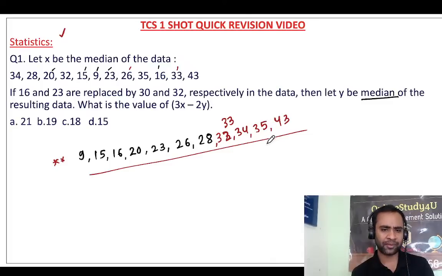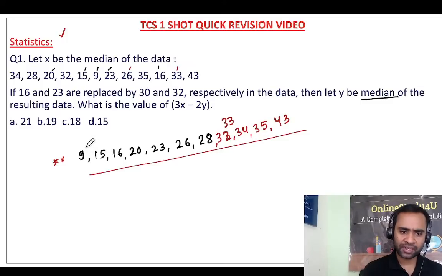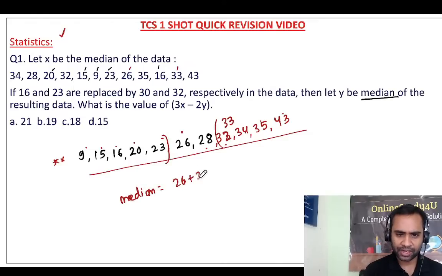Is there any problem here, or is it fine? Okay, now how many numbers are there? 1, 2, 3, 4, 5, 6, 7, 8, 9, 10, 11, 12. So 5 numbers this side, 5 numbers this side. So now my median will become 26 plus 28 divided by 2. So it will be nothing but 8, 6, 8, 6 is 14, and 4 plus 1, 5.